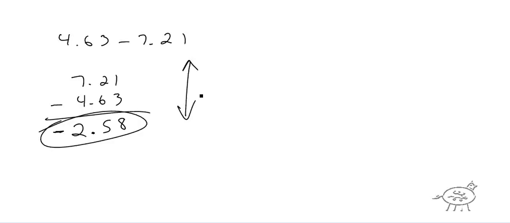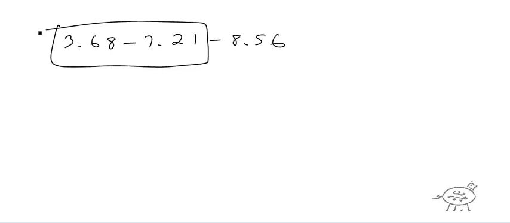So let's do one more decimal problem here. What if I said 3.68 minus 7.21 minus 8.56? All right, well, order of operation, we're going to go left to right. So we're going to do this first, and then we're going to subtract 8.56. So remember, opposite signs, so we subtract 7.21 minus 3.68.